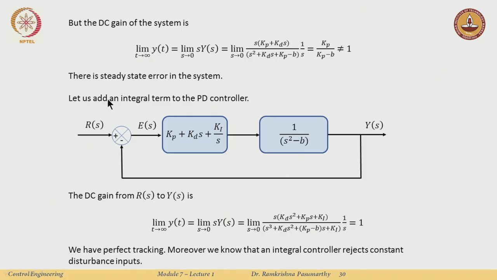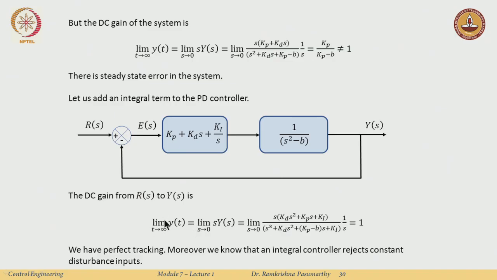Now, we will see what is the effect of adding an integral term. In one of the earlier slides, we said that adding an integral term eliminates the steady state error. Now, let us add an integral term to this. So, I have a Kp, the proportional term, the derivative term, and now I have an integral term.